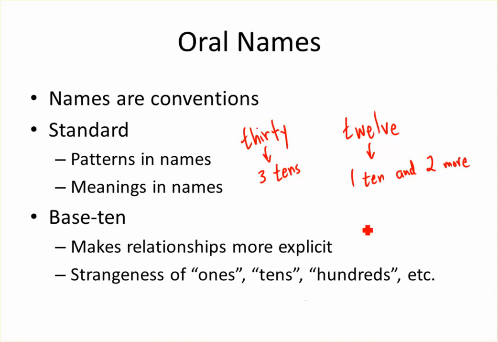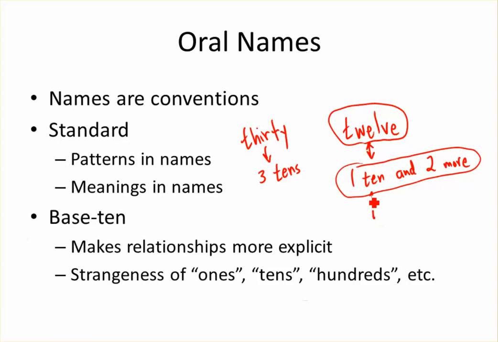We can also use base 10 language, which makes the relationships more explicit so that students can see what's going on in the meanings. And this is an example of base 10 language. If instead of saying 12, we say 1 ten and 2 more, that's base 10 language. We need to make connections between that and the standard names so that kids are learning about what the standard names mean. The base 10 language makes it clear that we're talking about tens, or if we get up to hundreds, things like that.